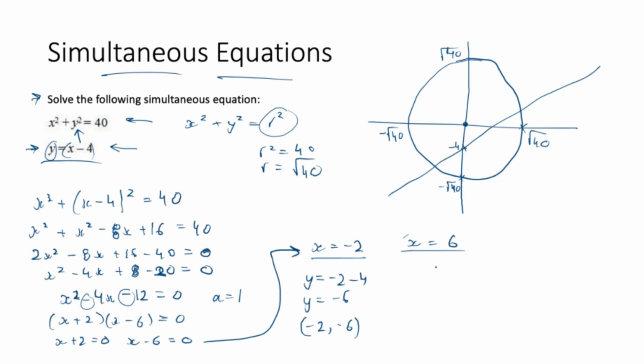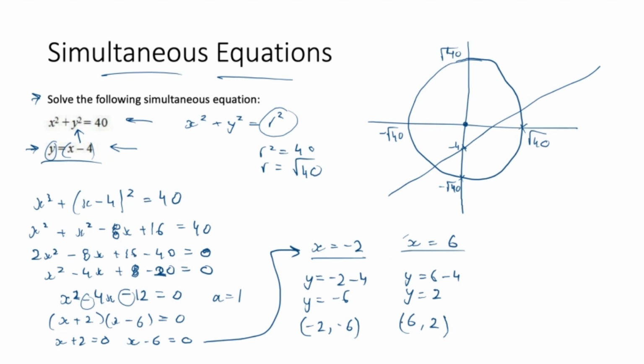Now when x is equal to 6, y is equal to 6 minus 4, so y is equal to 2. So the second coordinate is 6, 2. Now we have our two coordinates, and that would basically be your final answer. These are the points where the two lines intersect with each other. Since there are 2 points, there are 2 points of intersection.